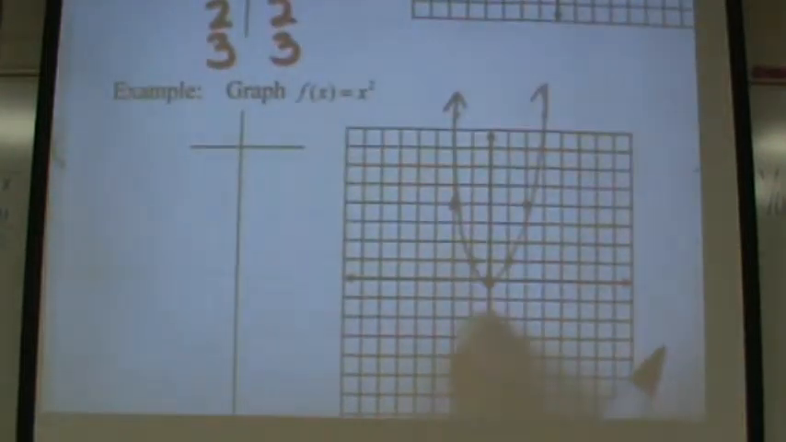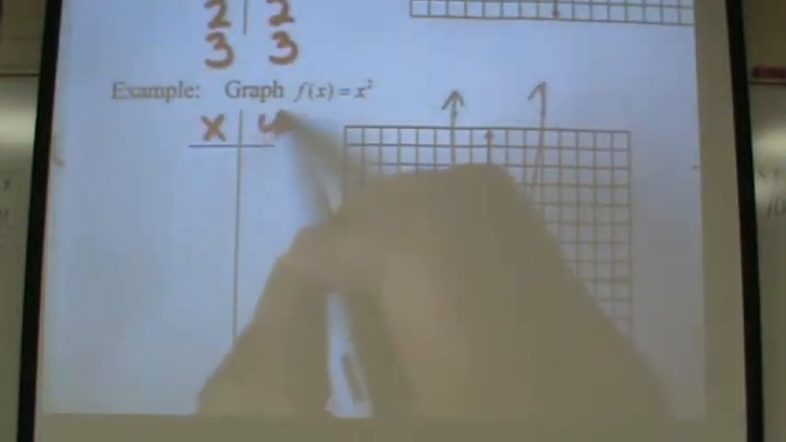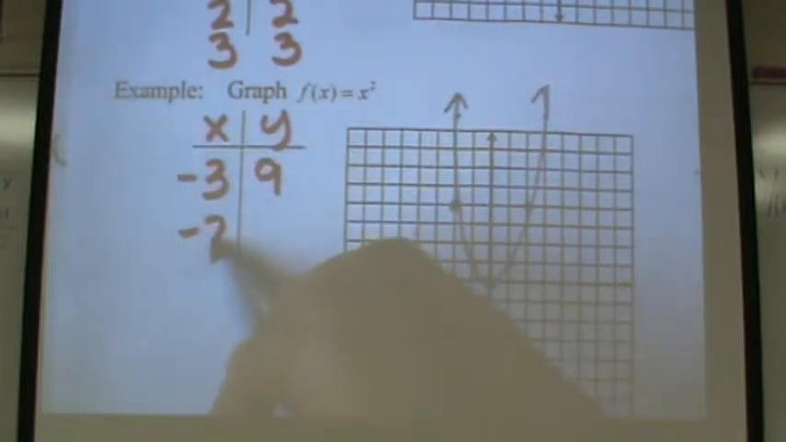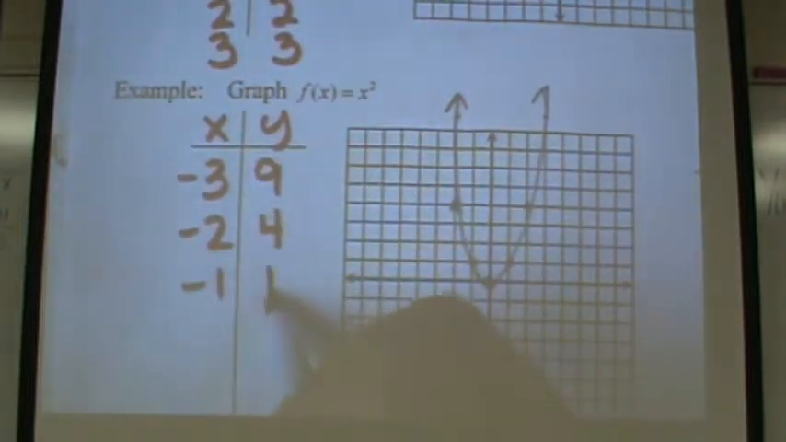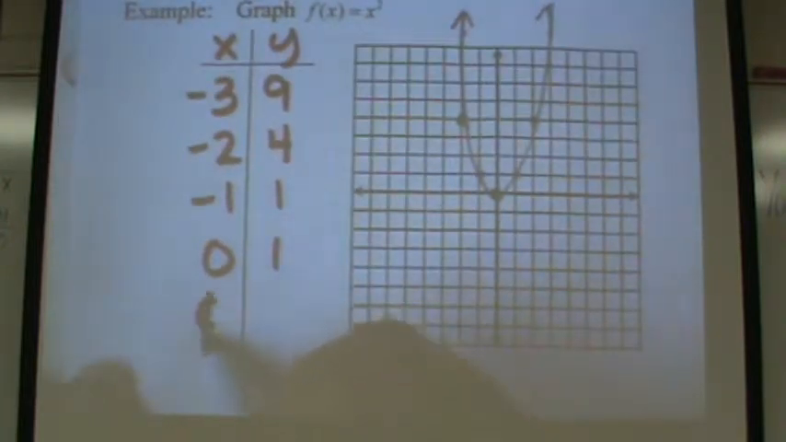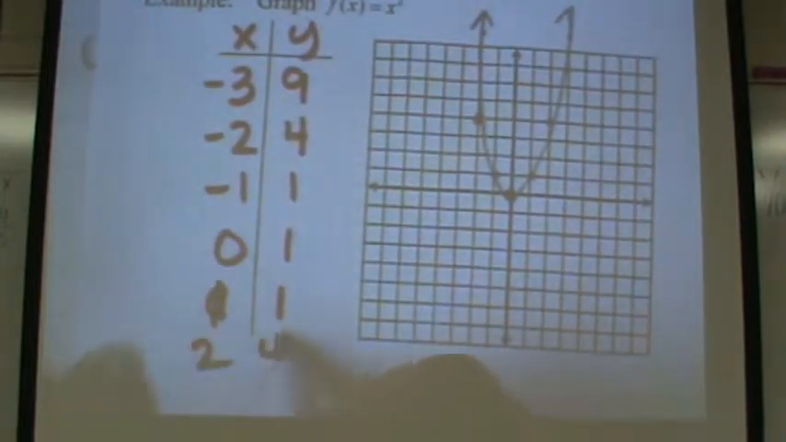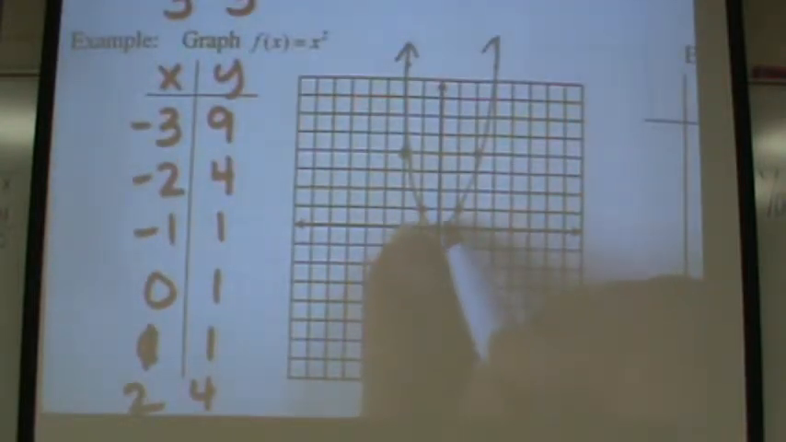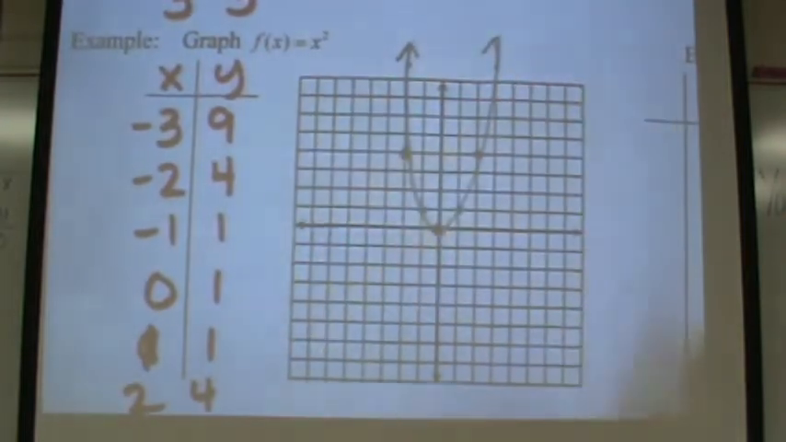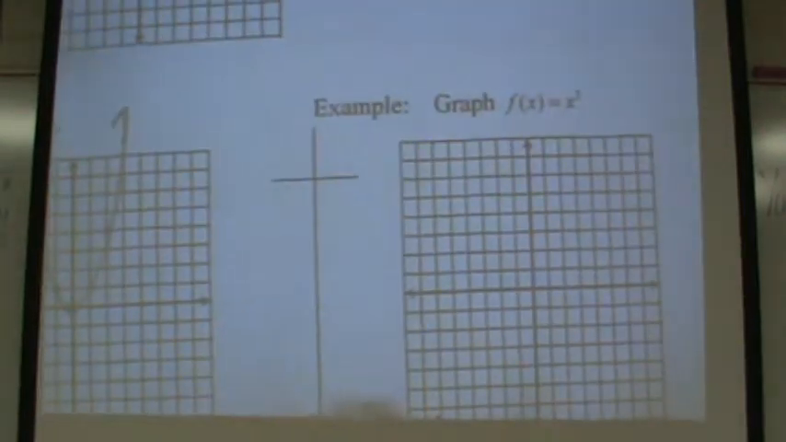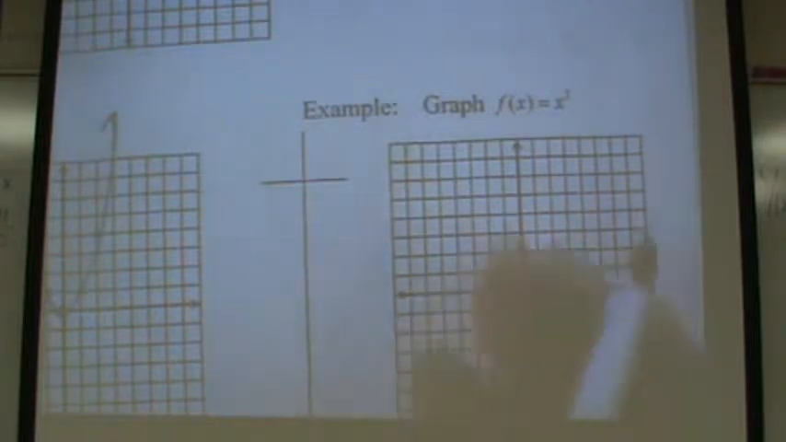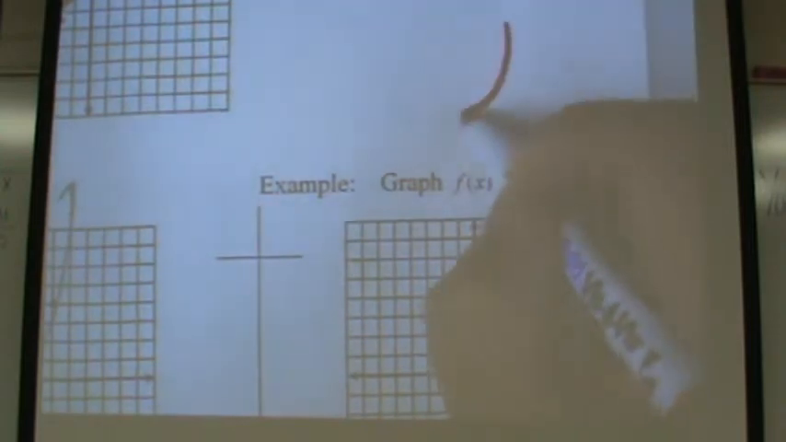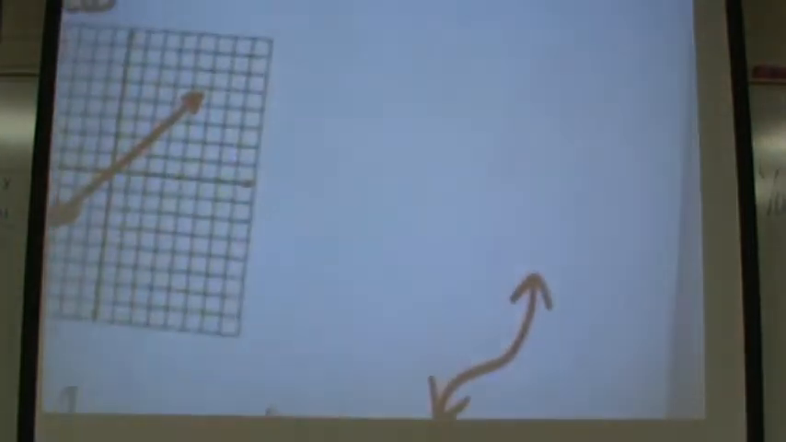We did the quadratic one. And this one was every time you plug the x in and you square it, you get 9, 4, 1, 0, 1, 1, 2, 4, and 3, 9. And that's what these points are. Over 1 up 1, over 2 up 4, and over 3 up 9. And we did the cubed function. And this one looked like this. This is what we did yesterday.